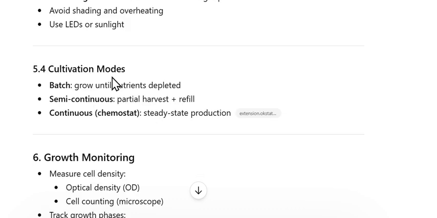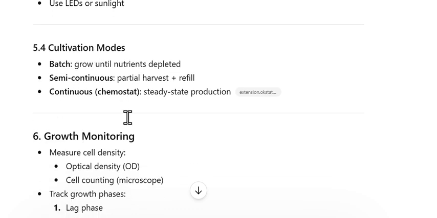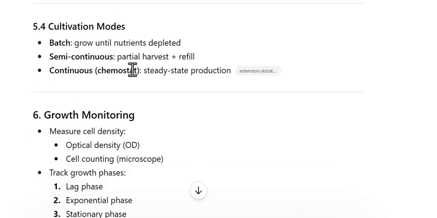The cultivation mode sometimes starts from batch mode until nutrients are depleted, and sometimes it could be a partial harvest and refill. It means semi-continuous mode. And after the batch, we can adjust our reactor into chemostat or continuous mode, where we will have steady state production.